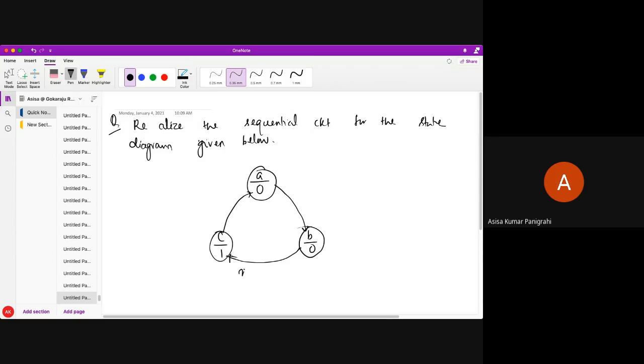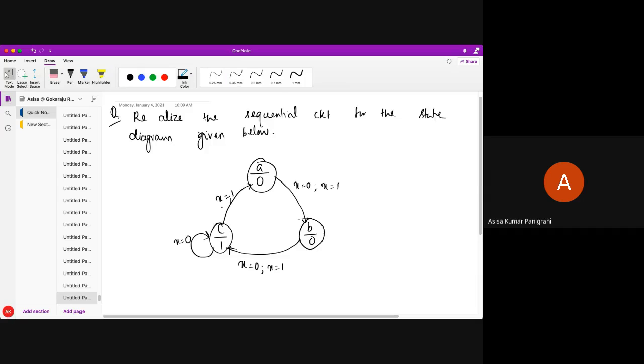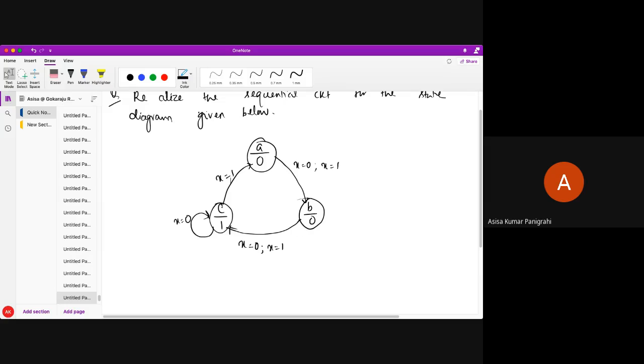Okay, here you can see how I am doing. Okay, so this is the state diagram. By looking into the state diagram, what do you understand? This is what type of model? Obviously, we can understand that this is actually the Moore model. Am I correct? Moore model.